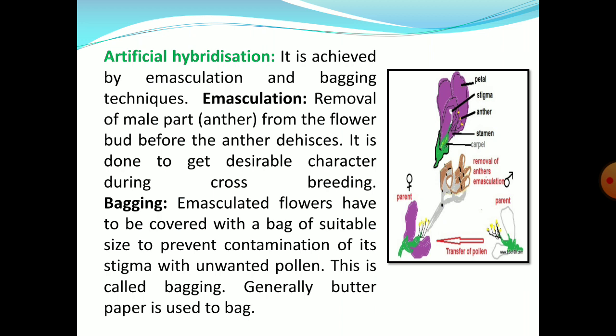After that, desired pollen grains are dusted over the emasculated flower and it is covered with a bag of suitable size so that it prevents the contamination of stigma with unwanted pollen, and this process of covering is called bagging. Generally, butter paper is used to cover the flower.